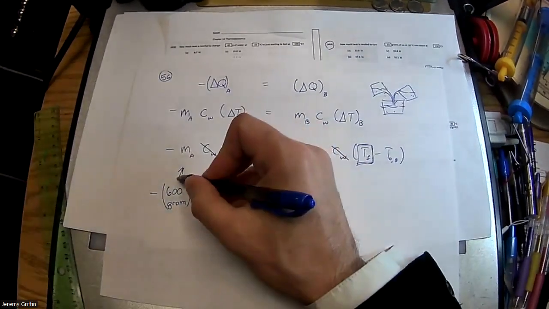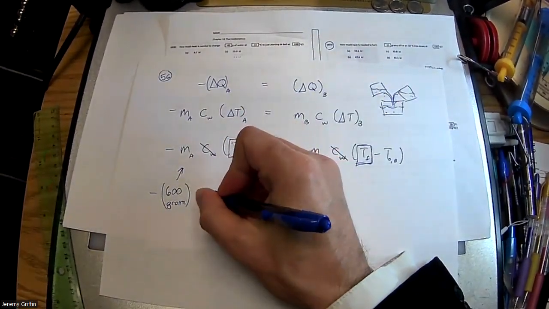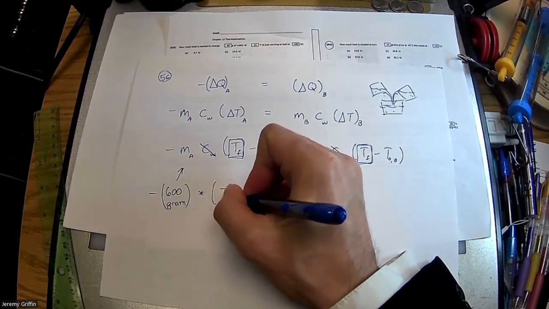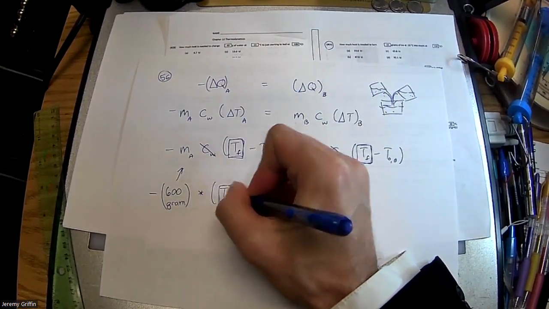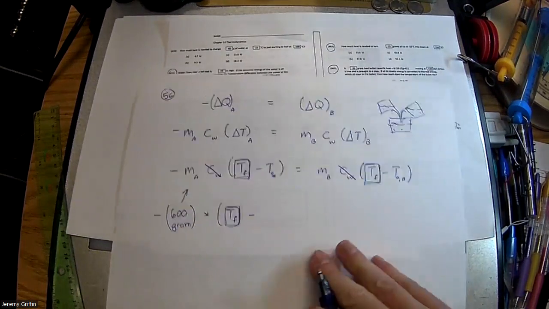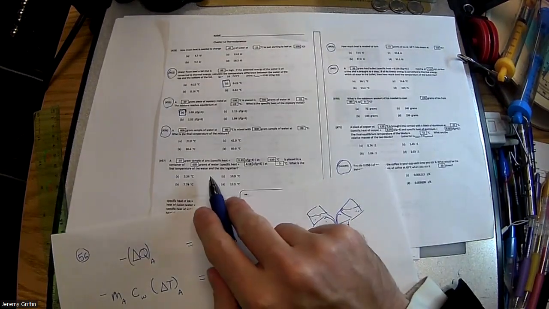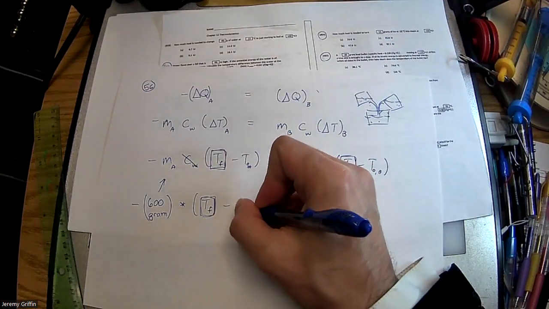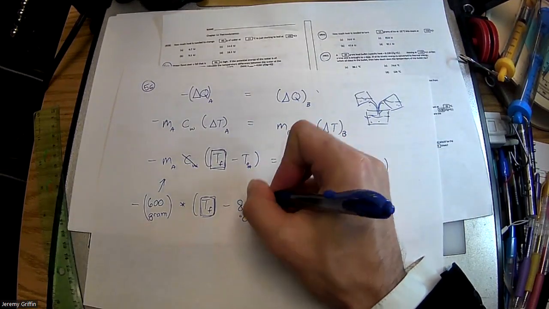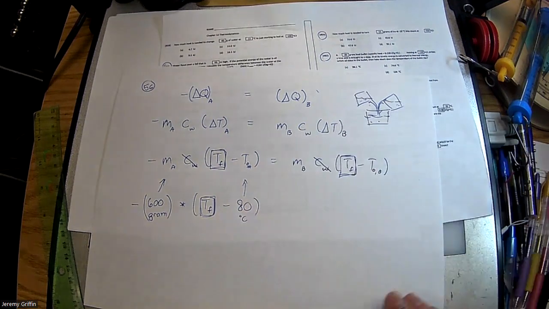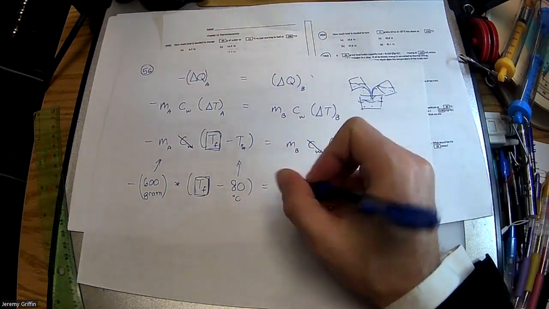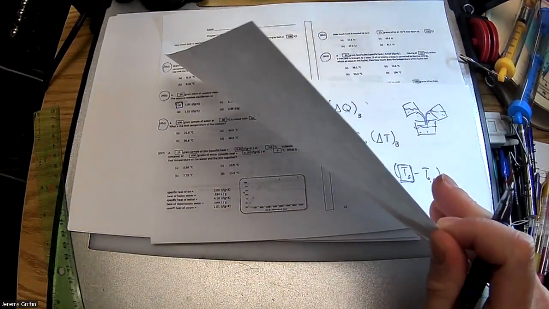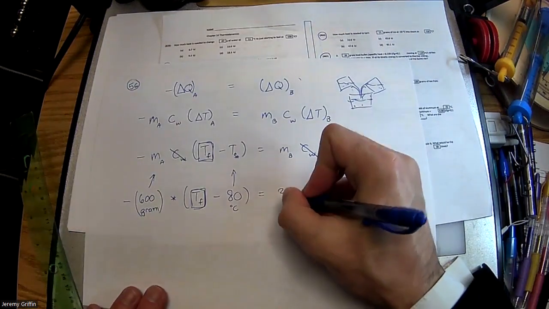Okay? So I've got 600 grams right there. Then multiply by, I don't know what the final temperature is, that's the question, but I know that my 600 grams started at 80 degrees Celsius. So it was pretty hot water right there, 80 degrees Celsius. That's equal to, and the other mass is 300 grams.